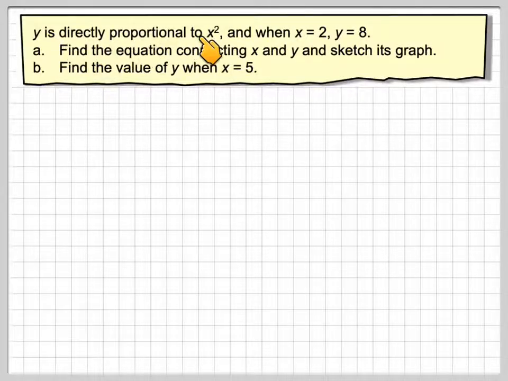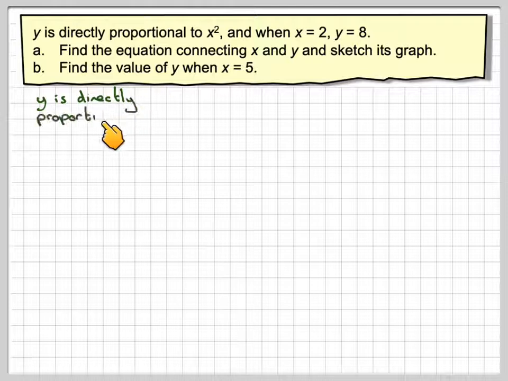y is directly proportional to x squared, and when x is equal to 2, y is equal to 8. Find the equation connecting x and y and sketch its graph, and find the value of y when x is equal to 5.